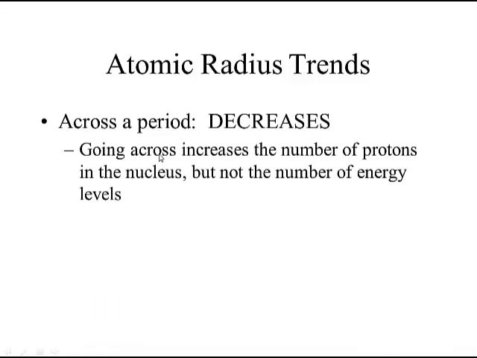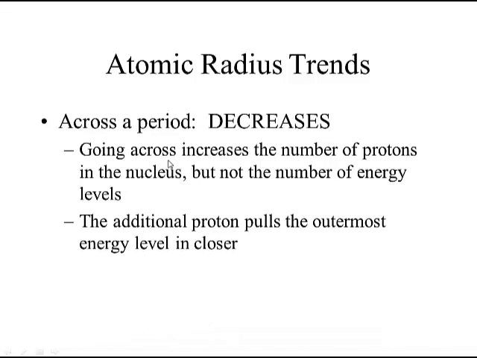Why again? Because as you move to the right, you increase the number of protons in the nucleus, but not the number of energy levels. So effectively, you're pulling the outermost energy level in closer. That is the reason. What about down a group?